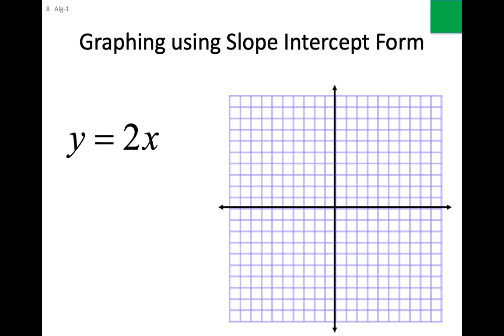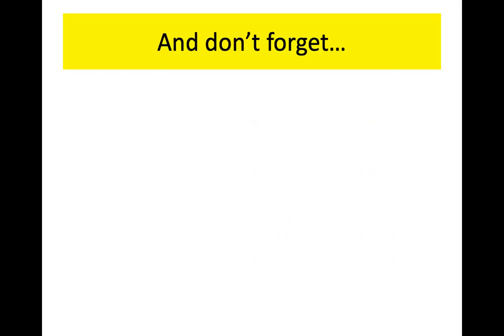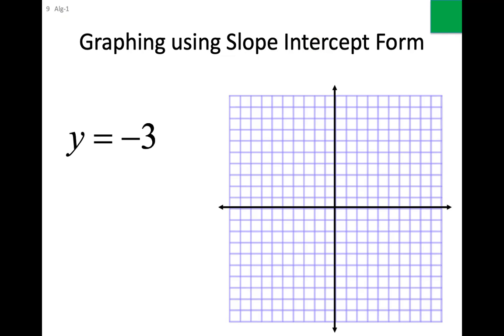Other way around. It's not 1 over 2, it's 2 over 1. So we go up 2 over 1, up 2 over 1, or we go down 2, left 1, play connect the dots, you're done. Questions? Hey, they're going to try to sneak on you a horizontal and vertical line.